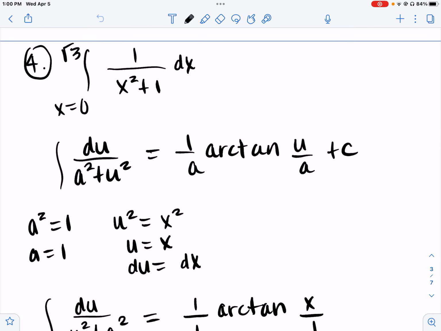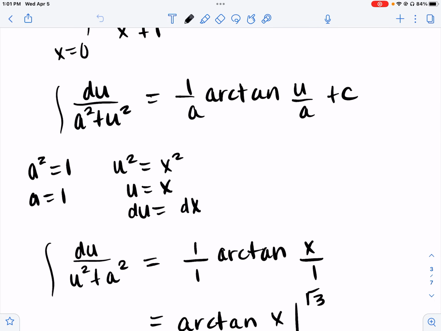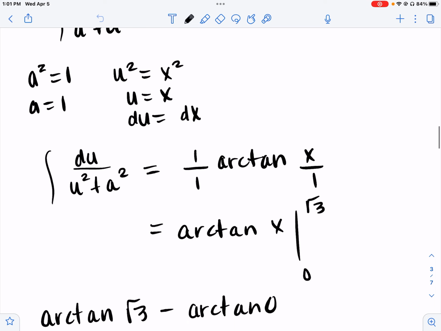Okay, number 4, 1 over x squared plus 1. That's going to be the form of du over a squared plus u squared. Now a is the number. A squared plus u squared is u squared plus a squared. So u squared is the x squared, a squared is the 1. So that means a is 1 and u is x. So the derivative of u is 1 dx. So we have du over u squared plus a squared is 1 over a, which is 1 over 1, arctan of u over a, which is x over 1. So that's just arctan of x.